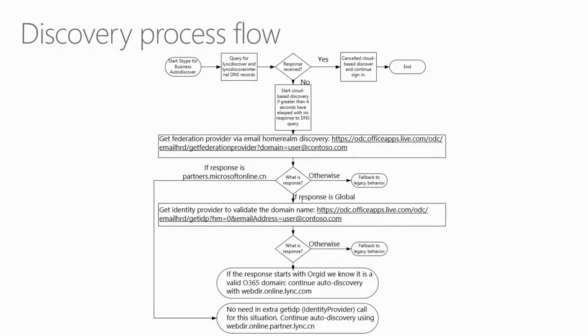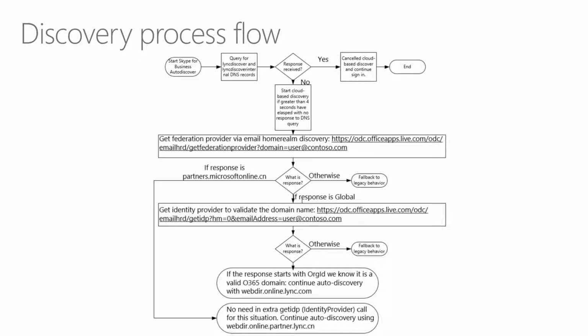So we start in the upper left corner. You can see that you start your Skype for Business client, you type in your SIP URI, and now it queries for lyncdiscover and lyncdiscoverinternal DNS records. Now, if it receives a response, well, it will not do the cloud-based discovery. It will continue to sign in, and then basically we are where we want to be. We found the server or the service and trying to sign in against. However, if we don't get a response within 4 seconds, we will start the cloud-based discovery.